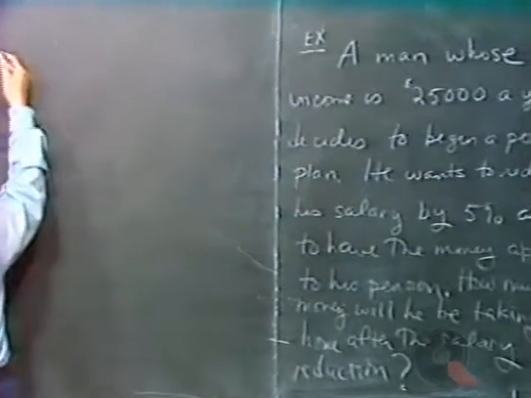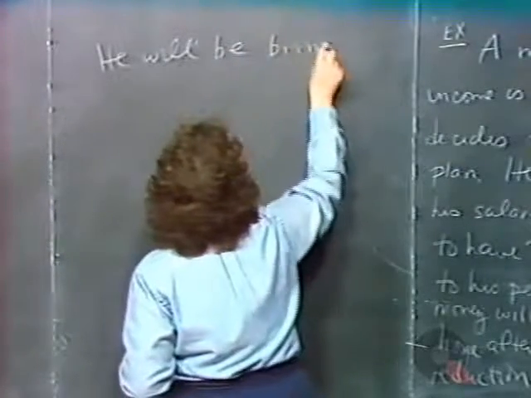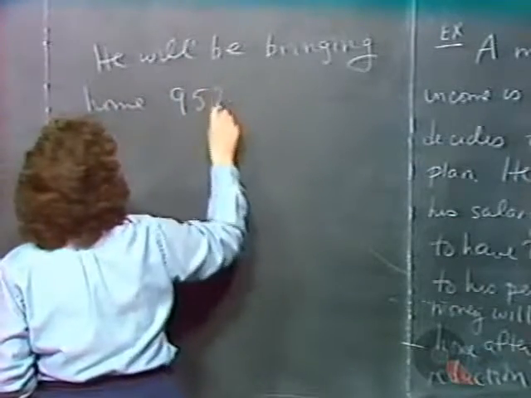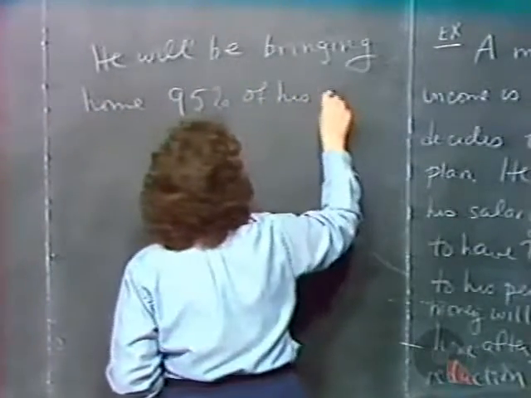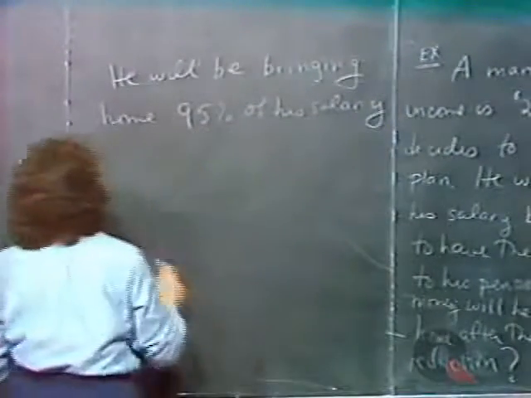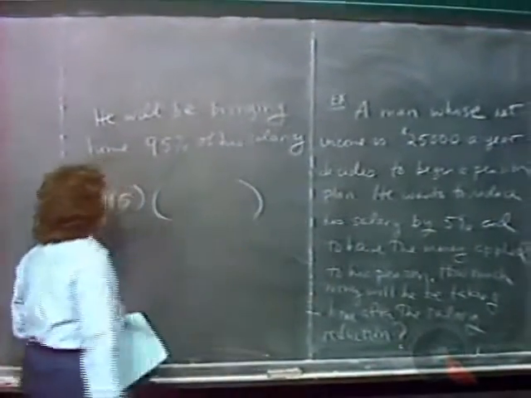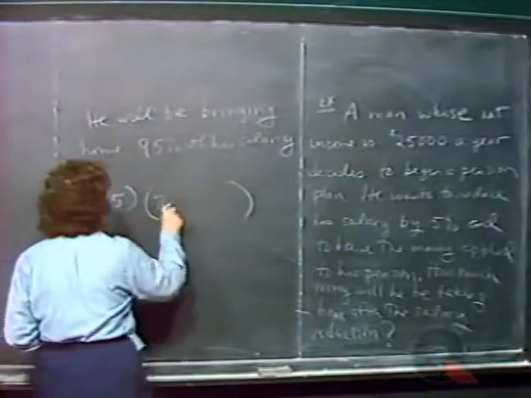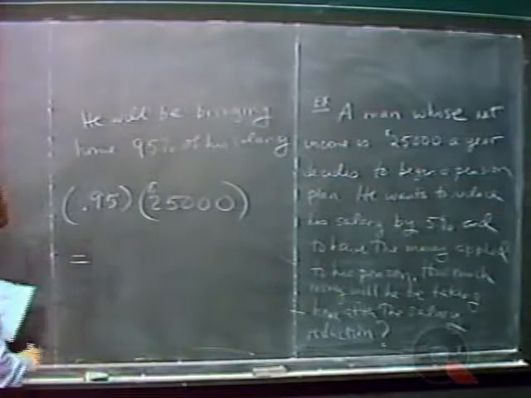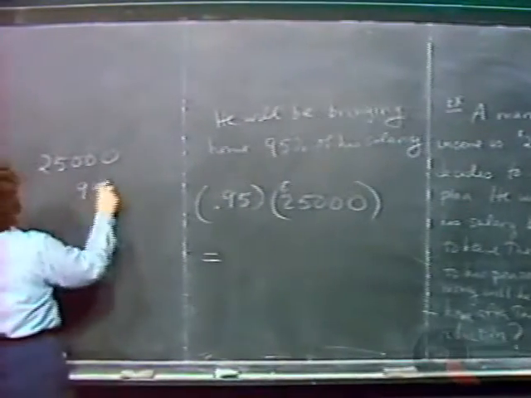Okay, so he'll be bringing home 95% of his salary. And that's what we want to compute. 95%, 0.95 times his salary, $25,000. So 25,000 times 0.95.